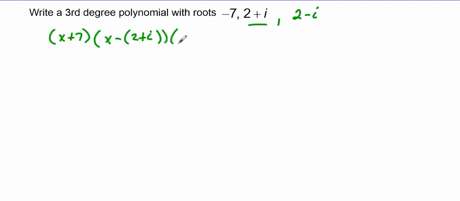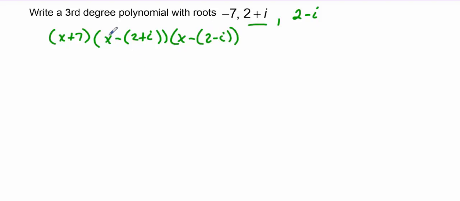This next problem is a little more challenging. You'll notice we have two roots here, but one of these roots is complex, which means I need to represent its conjugate pair. So that's 2 minus i. Then I write them as factors. So that's x plus 7, x minus 2 plus i, and x minus 2 minus i.